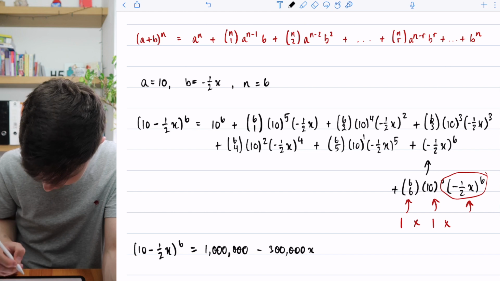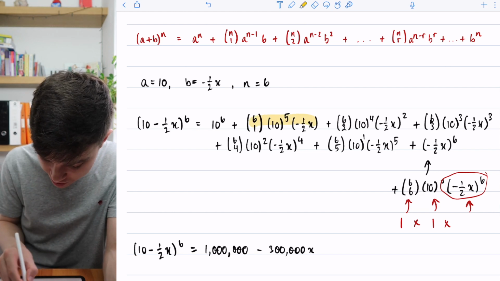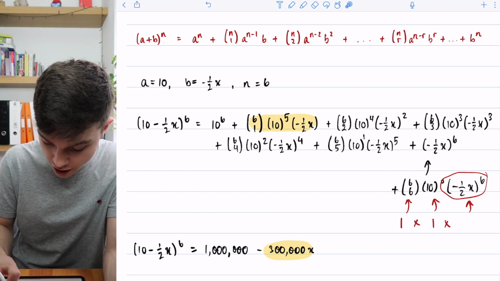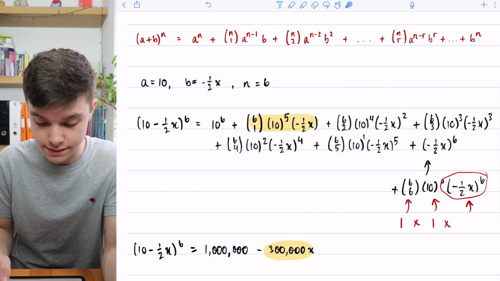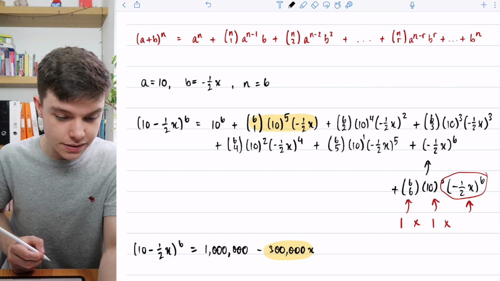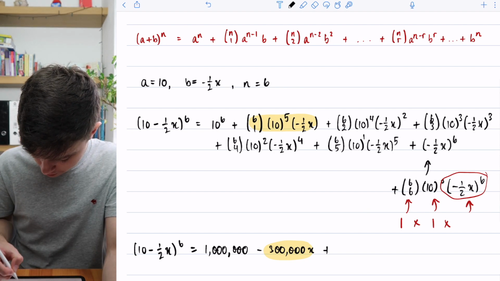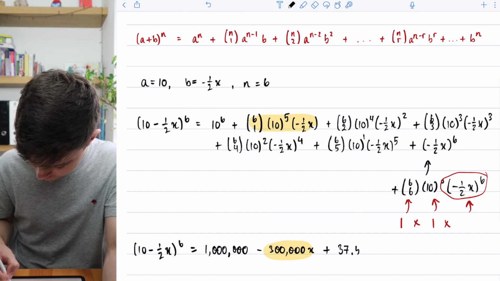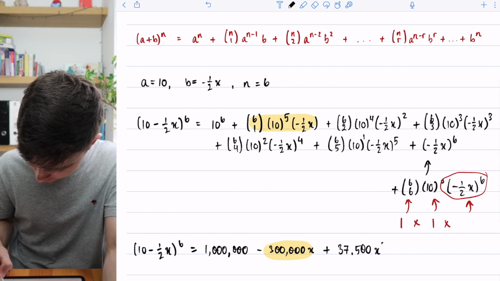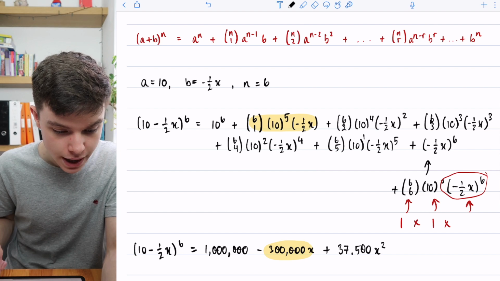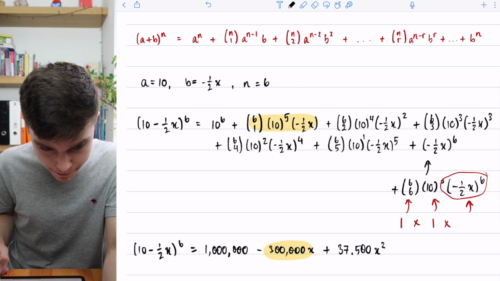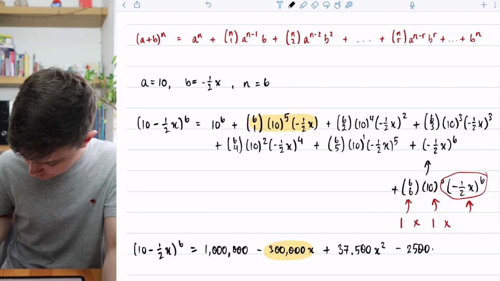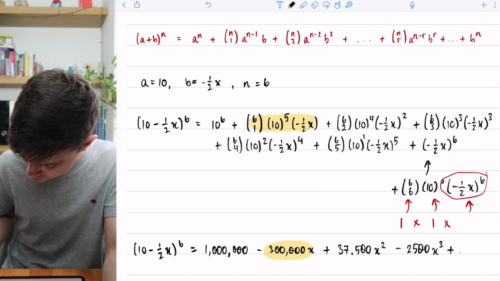300,000 x, like that. That comes from this term there, okay? And it's a negative because we've just got a negative to the power of 1, so it stays as a negative. The next term, these are very big numbers, is a positive 37,500, and increase your x power by 1. And then we have got minus 2,500x cubed. And of course, that carries on.